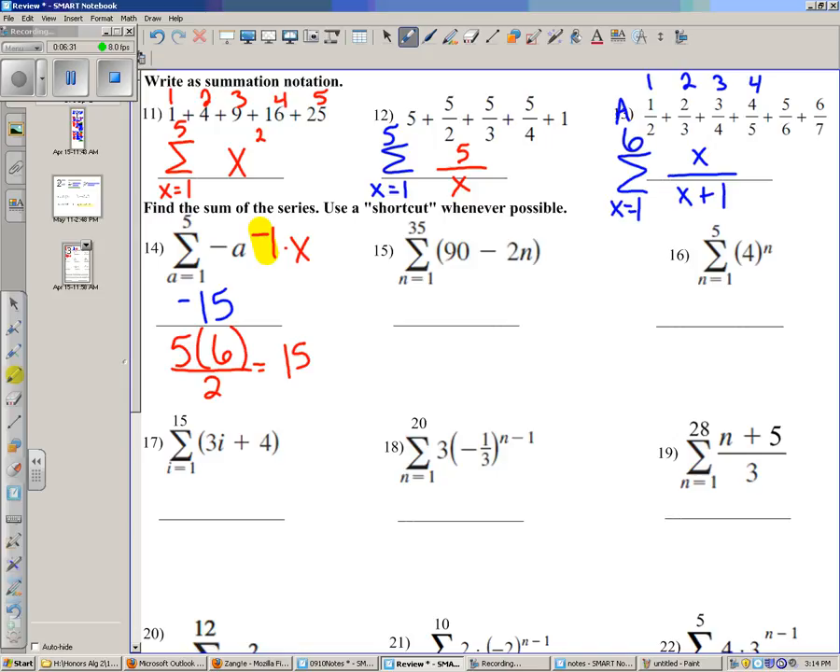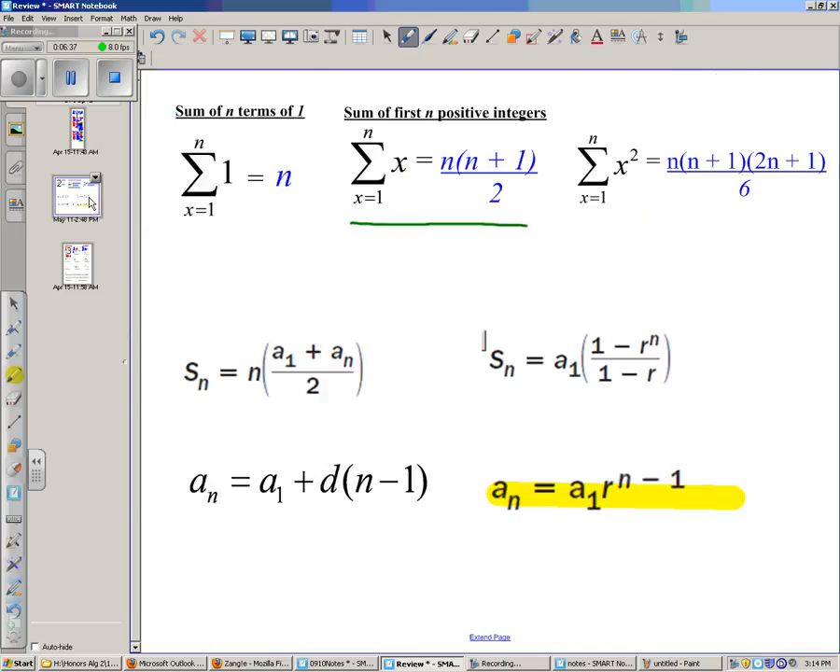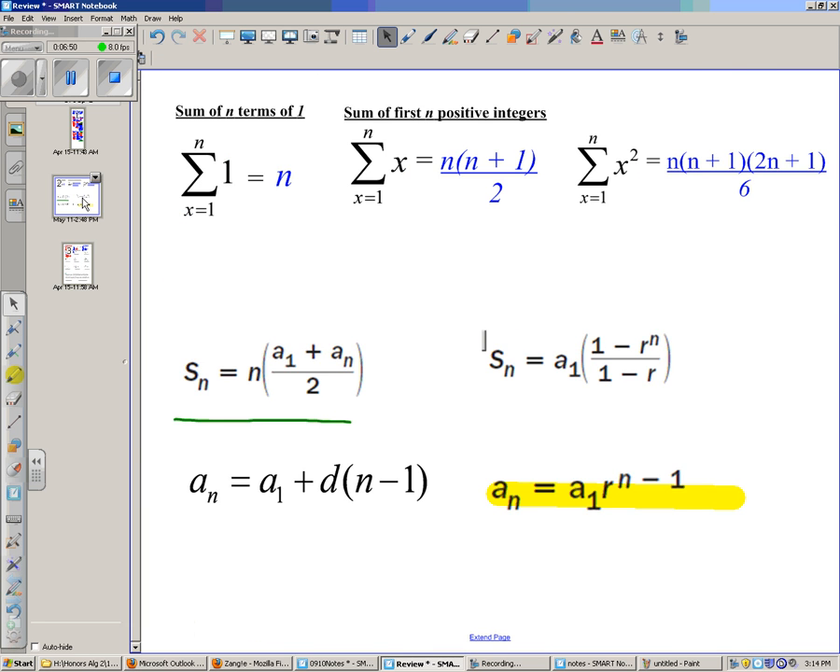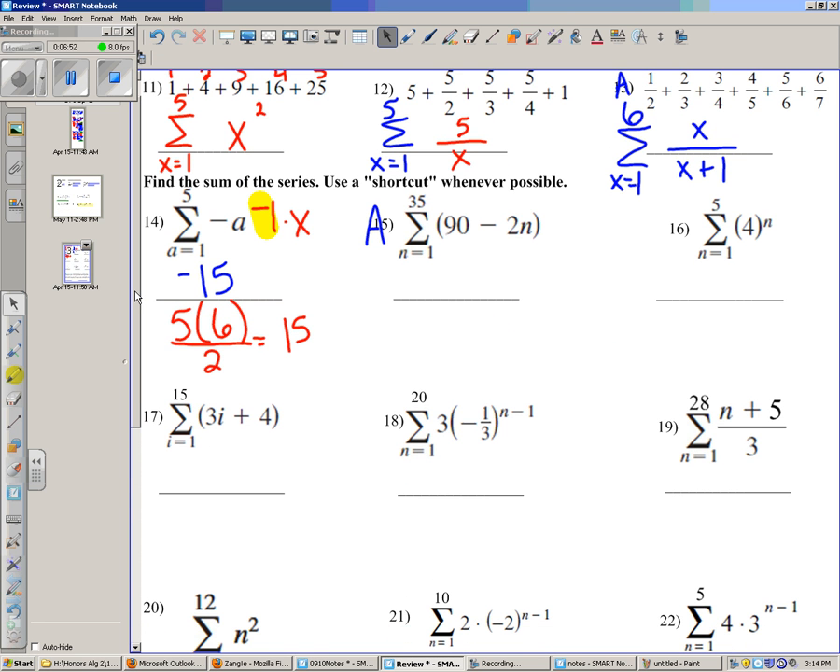All right, let's take a look at number 15. Because when I look at the rule, it's arithmetic. This is going to be my arithmetic shortcut. So again, just going back to the formulas, I'll be using this one. This is my arithmetic shortcut. And that shortcut says I take, again, just looking at it, the term, however many terms I used. So in this problem, it's 35.